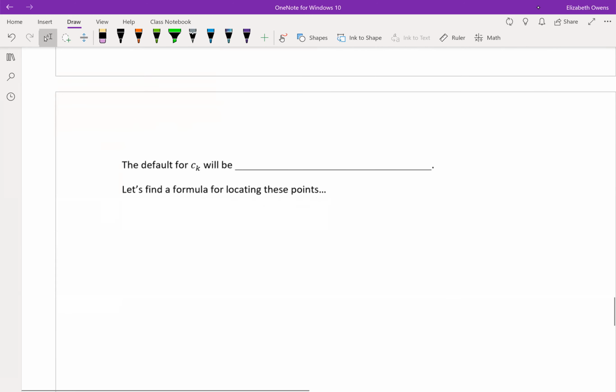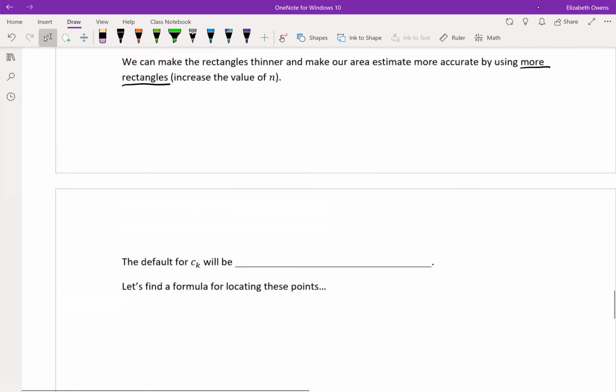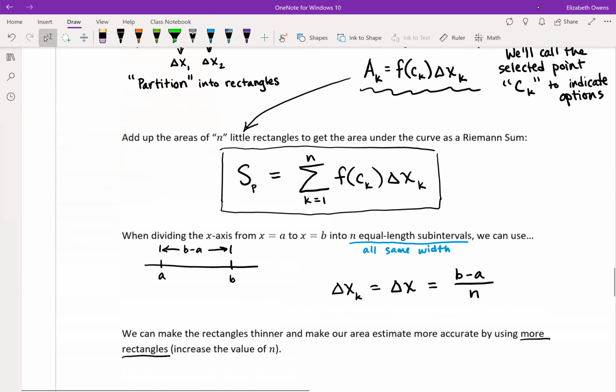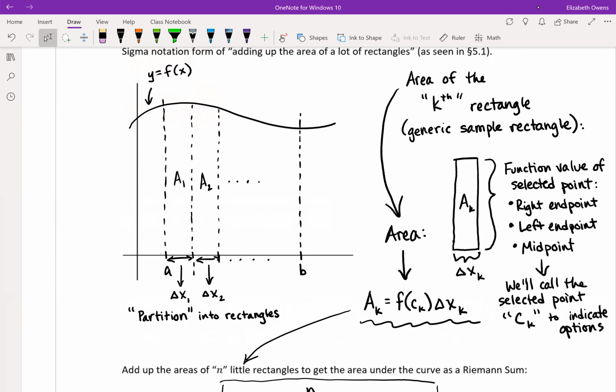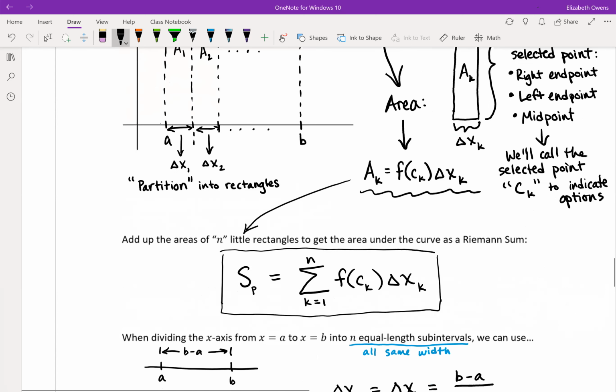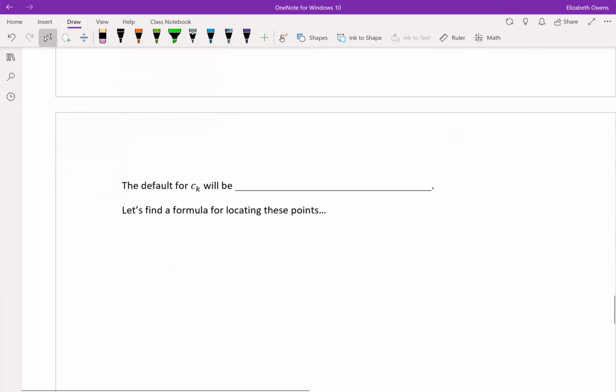Now for our ck points. Remember, those are what we're using to set the height of the rectangle. Those selected points have different options: right endpoint, left endpoint, midpoint. And for our default Riemann sum, the default that is generally used is the right endpoints. Now, there may or may not be a great reason behind this. It's just historically what has been accepted as the default setting.